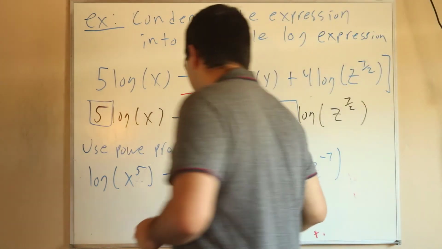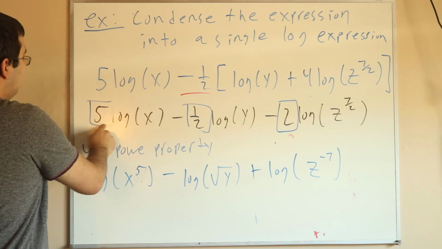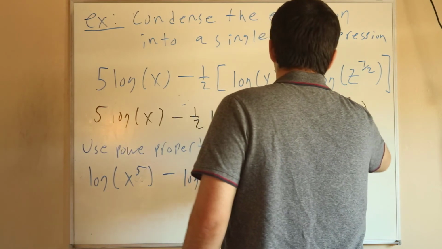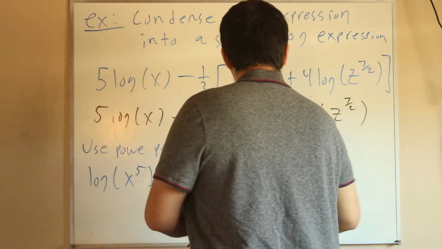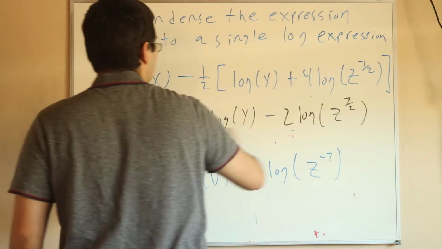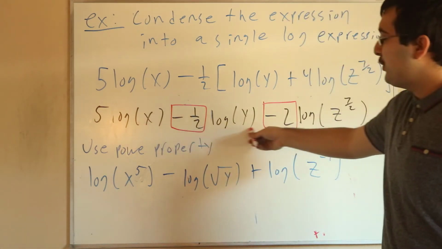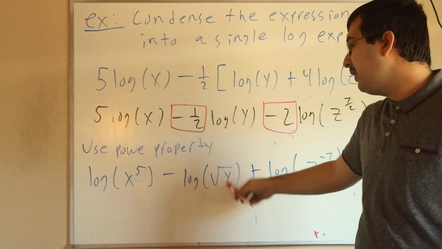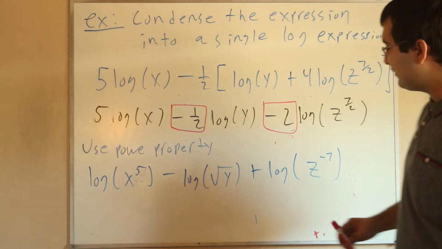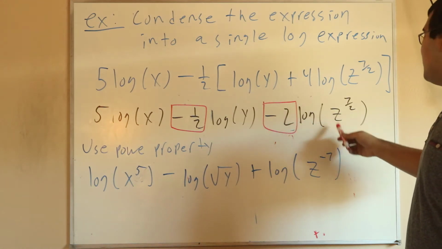Now I want to go ahead and point something out. I'm going to go ahead and erase these blue boxes. The part I want to point out is our steps between these two values. When I was using the power property, I took the 1/2 and I brought it inside. So I have minus log of root y. Over here, I took the minus 2, so I have minus log of z to the 7/2.